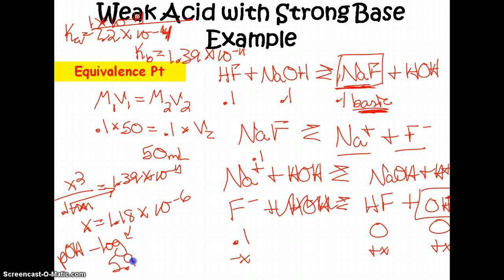So that is the pOH. 14 minus that number gives us our pH, which is 8.07. That is indeed above 7, so it is basic, so that's good news.